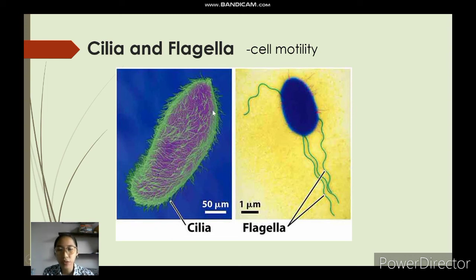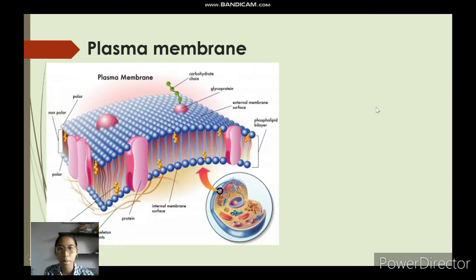Next is cell motility or movement. Our cells need to move. It has two main parts that are responsible for two different movements. First is the cilia, the hair-like extensions of the cell. And the other one is the flagella, or flagellum when single, such as your sperm cells. Sperm cells have one flagellum. It allows your cell to swim. So the main function of cilia and flagella is movement.